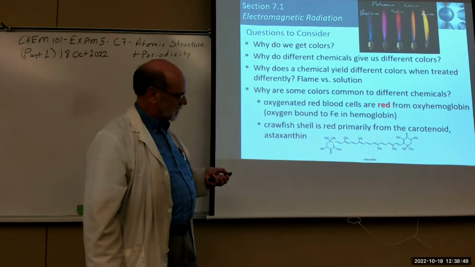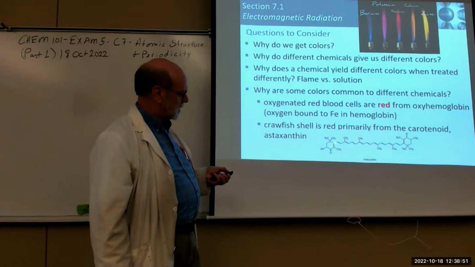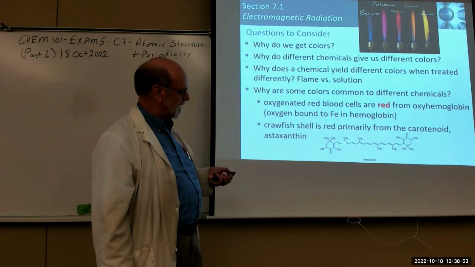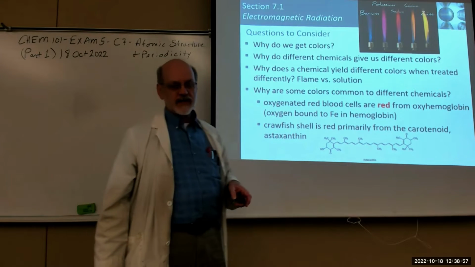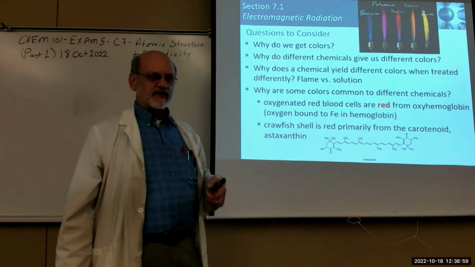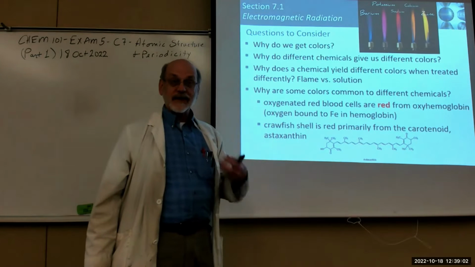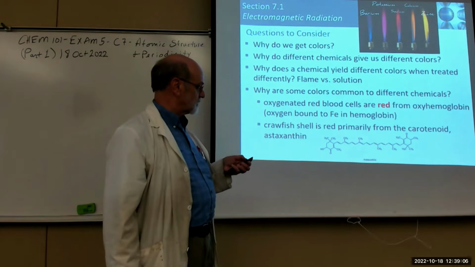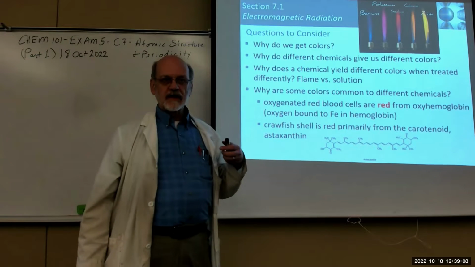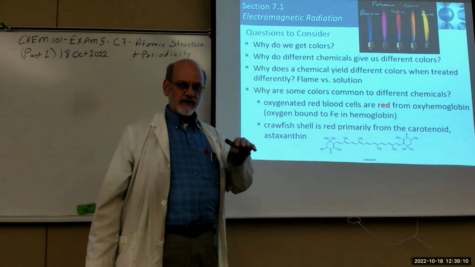And you'll notice in here, it's hard to see, I know, but there are alternating single and double bonds. Those are conjugated bonds, and they have a special effect on the energies of the electrons in that molecule. And the more of them you have together, the lower the wavelength that they will absorb.